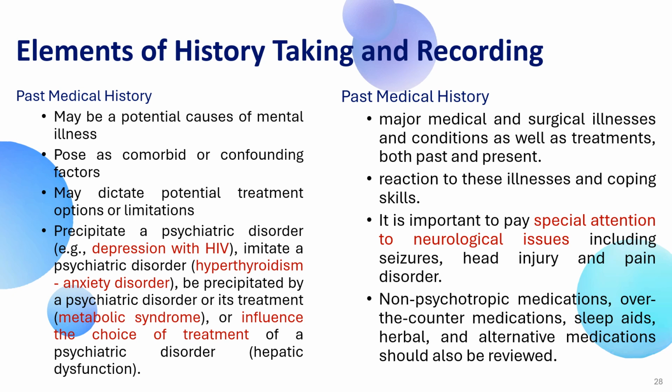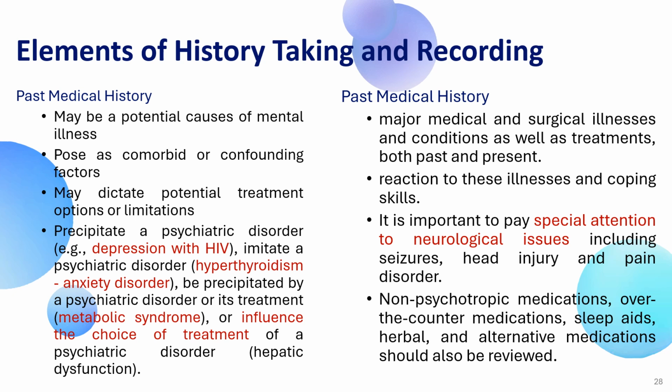And the past medical history also may dictate potential treatment options or limitations. If the patient has a history of diabetes, one should take care of metabolic syndrome, and drugs should be used which do not cause the metabolic syndrome. And the past medical history may precipitate a psychiatric disorder, like recently diagnosed HIV may precipitate depression. Hyperthyroidism may present as anxiety disorder, and the metabolic syndrome as we have discussed.